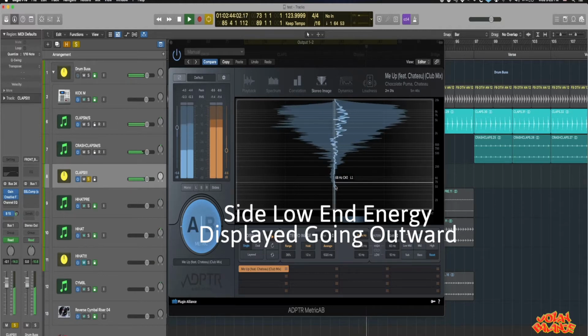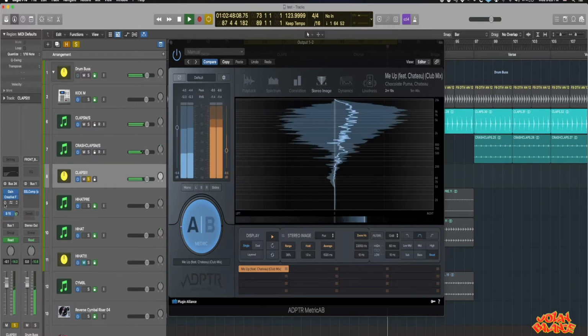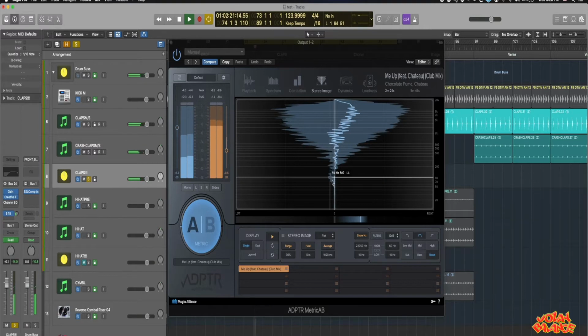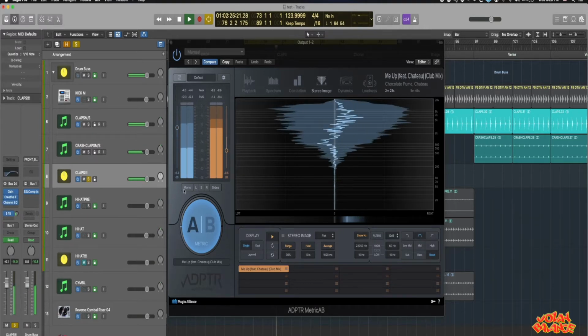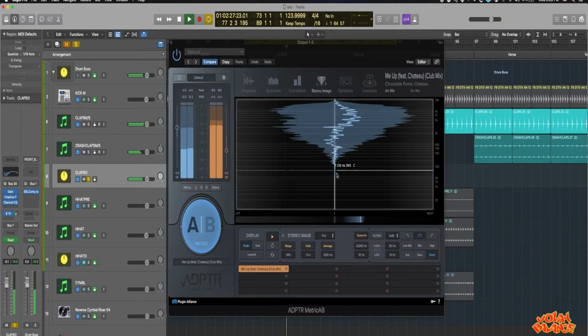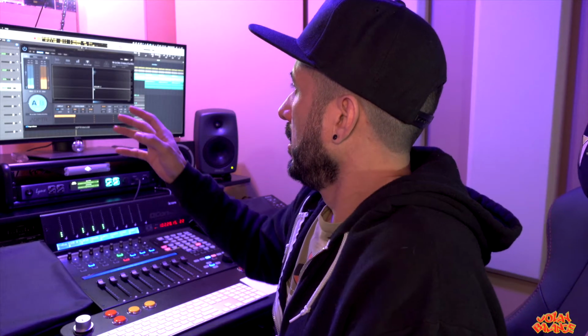Keep in mind, we're talking about side information right now. So when I add the EQ back, you're going to see that the little bump that appeared when I removed the EQ disappears. Look, there you go, it's gone. So with an analyzer that can tell you where most of the energy of the sample is, you're winning already.